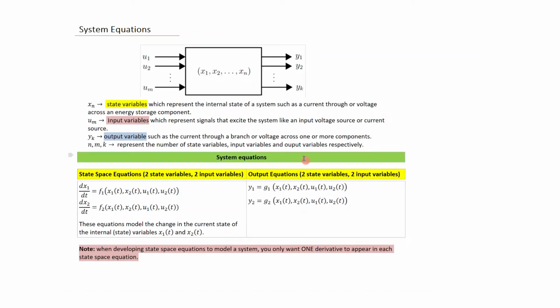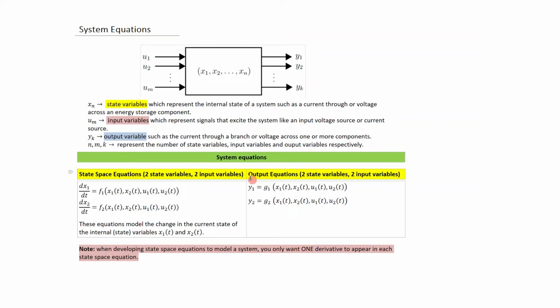So if we look at a generic form of the system equations, here I'm looking at an example of 2 state variables and 2 input variables. Then a state variable equation would have this generic form. You can see the derivative of x1 and the derivative of x2. This is a function of the state variables of the system and the input variables. Similarly, dx2/dt is a function of the state variables and the input variables.